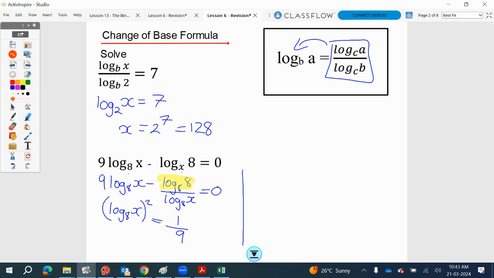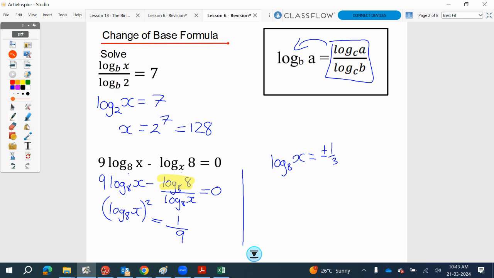So we put the logs on the same side, so how do you move the 9 to the other log? This will simplify to 1 over log base 8 of x. And times by that to cancel it there, and it squares that one. I then divide by 9 to give us 1 over 9. I add 1 over 9, move it to the other side. And then I'm going to take a square root, which gives me log base 8 of x is equal to plus and minus 1 over 3.